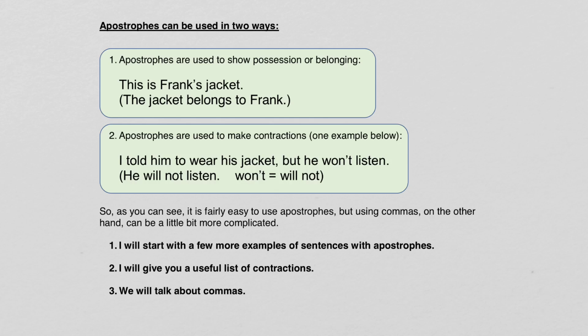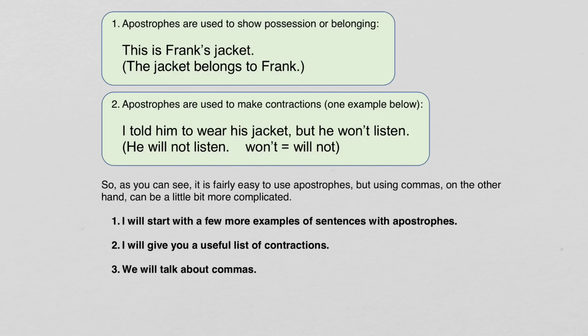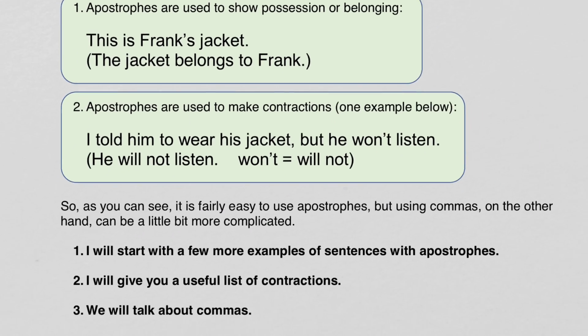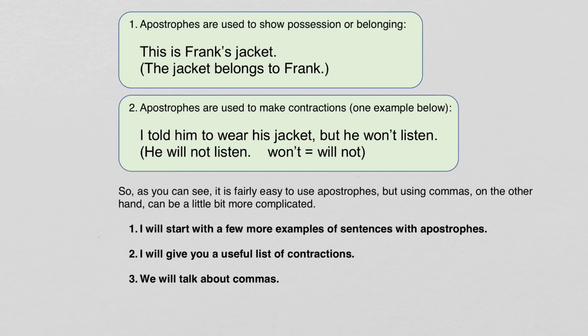Apostrophes. Apostrophes can be used in 2 ways. First way, apostrophes are used to show possession or belonging. So another example, I already shared one in the previous slide, but another example, this is Frank's jacket. F-R-A-N-K apostrophe S, Frank's jacket. The jacket belongs to Frank.